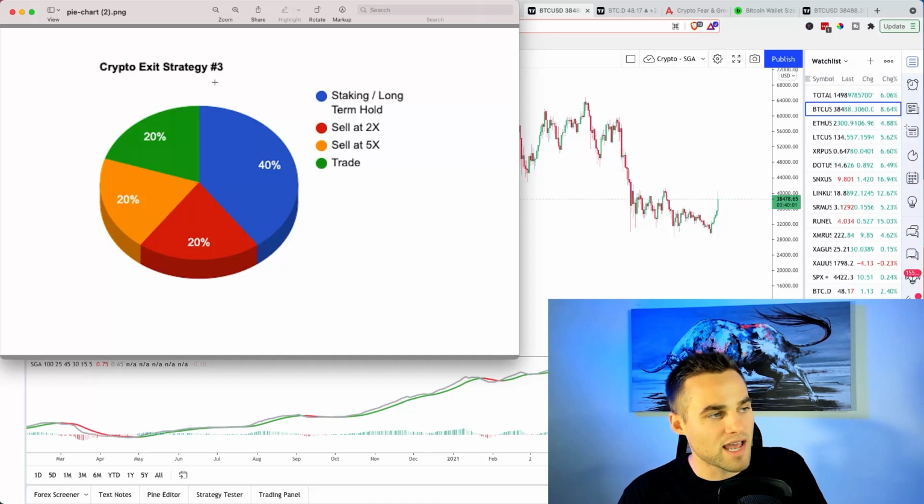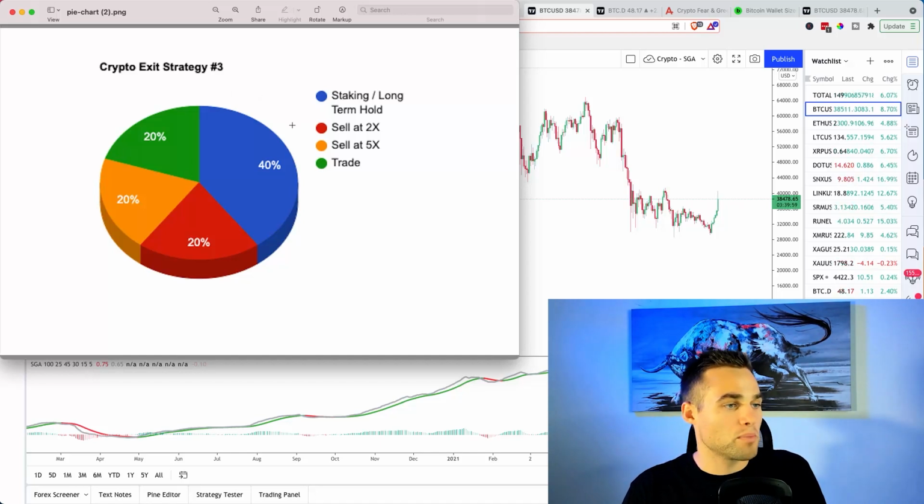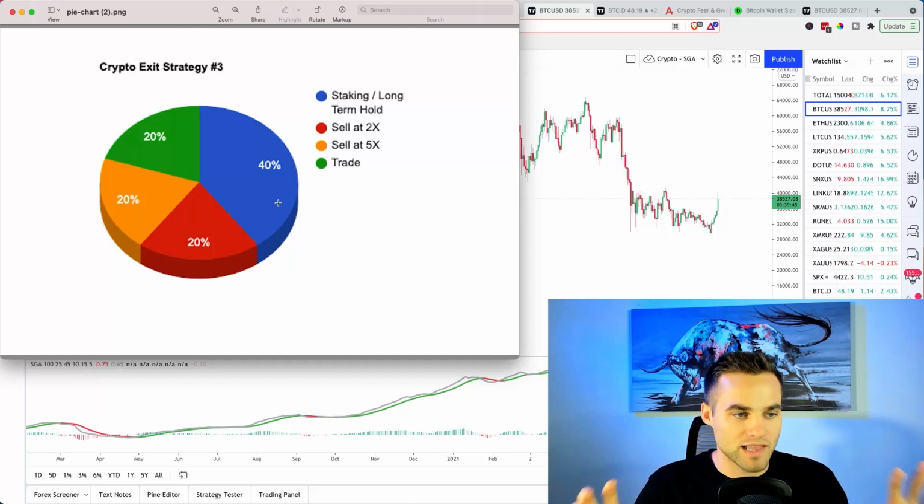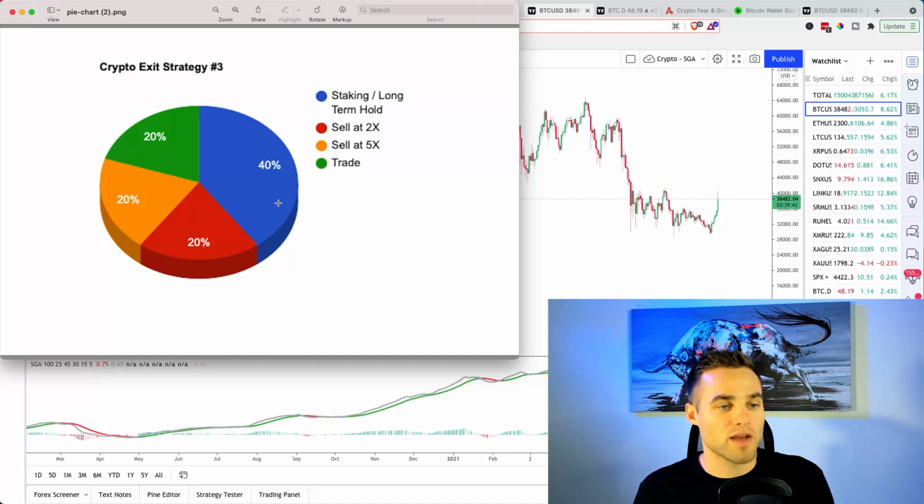So with that being said, here's a strategy that you could employ. Let's say that you have 40% of your portfolio that you just want to stake on different platforms to earn passive income on, and you could use this as a long-term hold. Maybe you're holding legacy assets like Bitcoin and Ethereum. Maybe these are things that you never want to sell. Okay, so this makes up this portion of your portfolio.